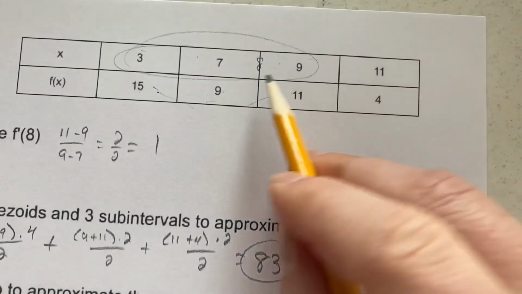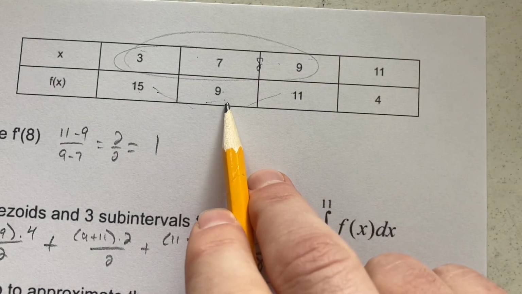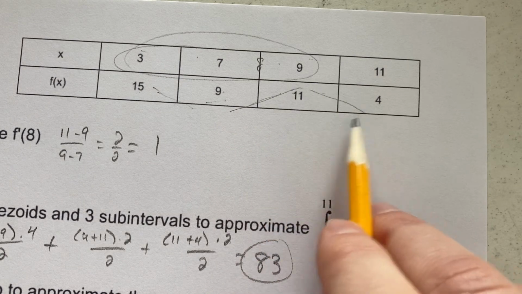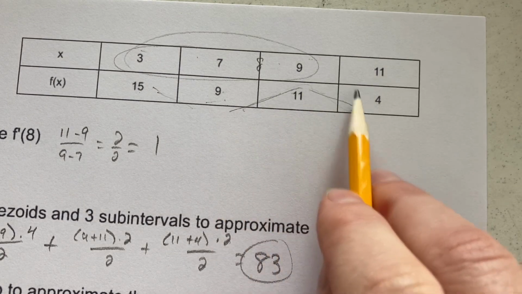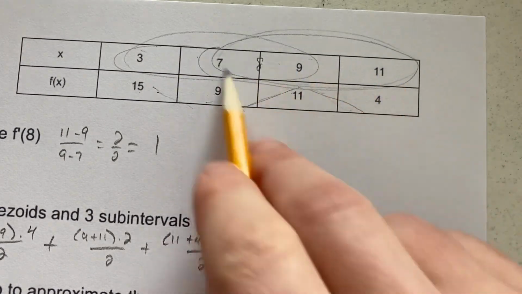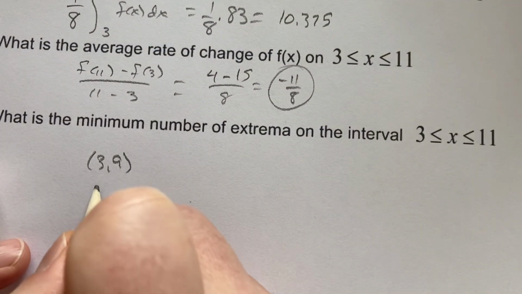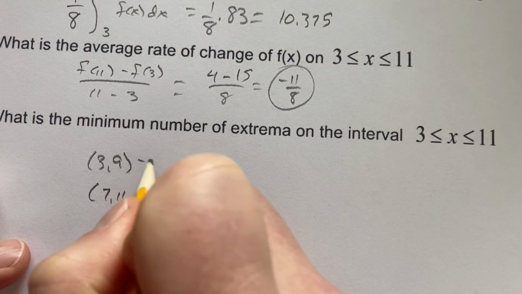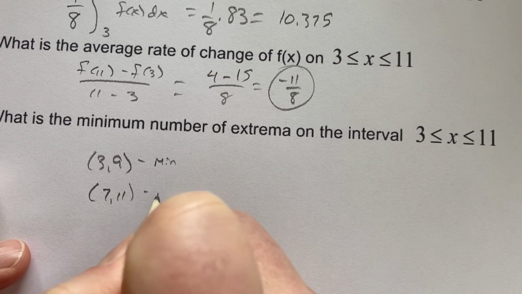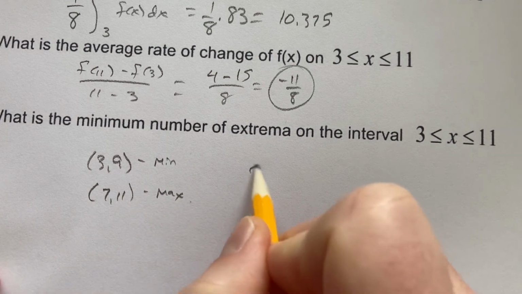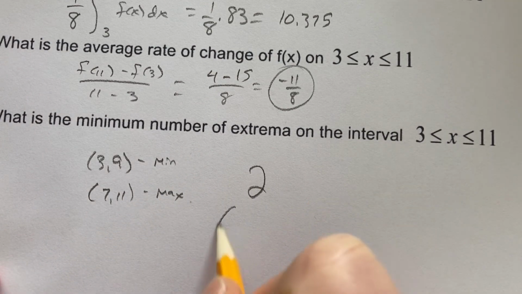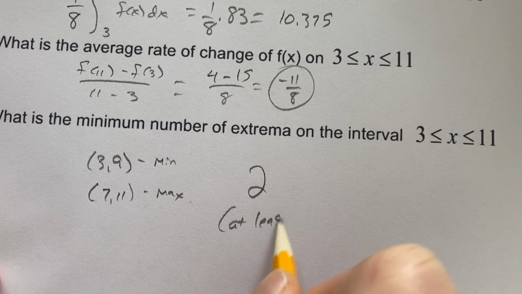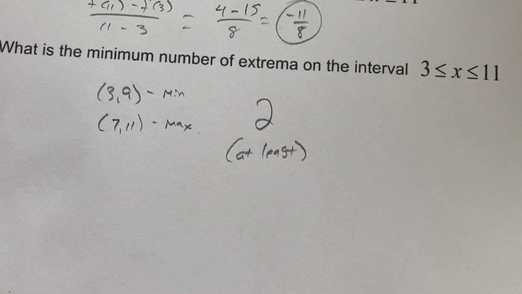And then if we look again, this function goes from 9 up to 11, then back down to 4. So we will go from increasing to decreasing. So somewhere between 7 and 11, we'd have to have 1. We'd have to have a maximum somewhere there. So at least 2. We don't know. There could be lots more that actually happen for this, but based on what we see, we know there's at least 2 on that.